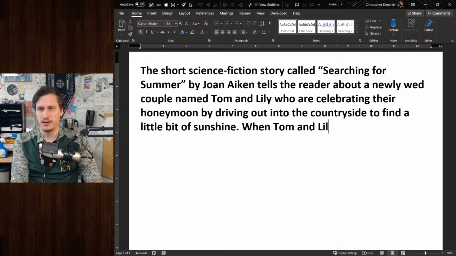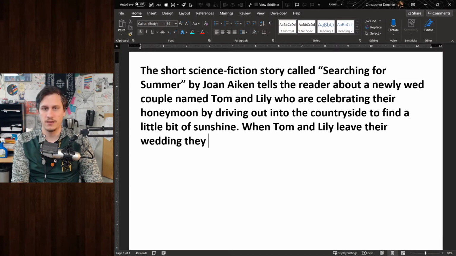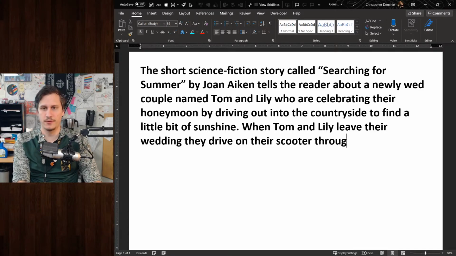When Tom and Lily leave their wedding, they drive on their scooter. They drive on their scooter through, I believe, the European countryside.